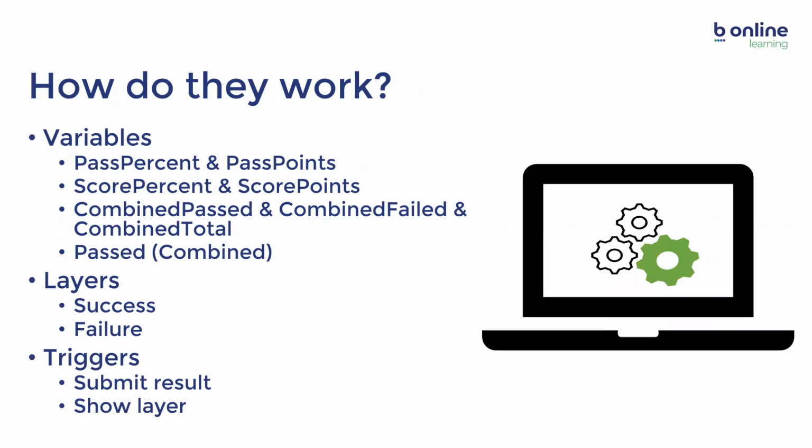So how then do they work? Well, basically, the results slide in Storyline primarily uses number variables. Firstly, to determine whether the learner has passed or failed. And when you add the results slide to the course, Storyline will also create these variables for you, depending on the type of results slide you're using.